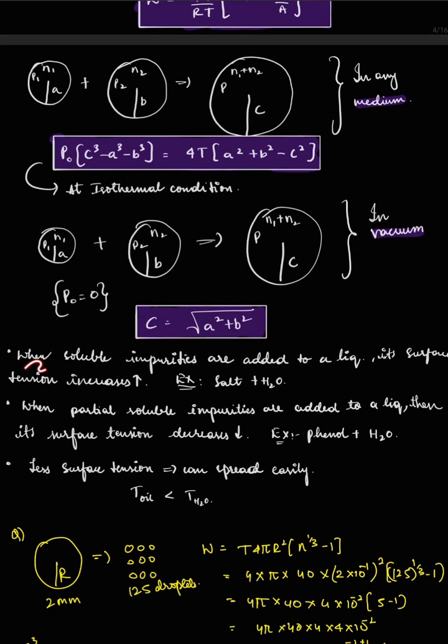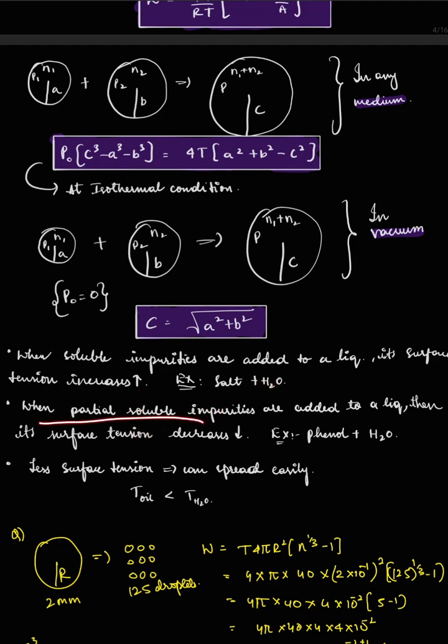Okay, when soluble impurities are added to a liquid, its surface tension increases. Example, salt plus water. Now the surface tension is more in a sea than in a river. How can you say that? Because of this fact: the soluble impurities like salt in the sea are more than in river water. So surface tension in the sea is more than that in a river.